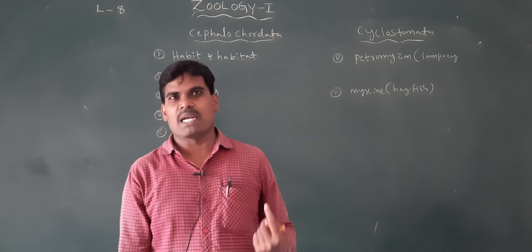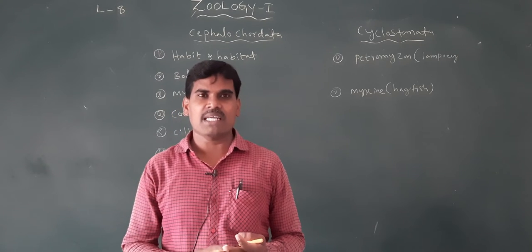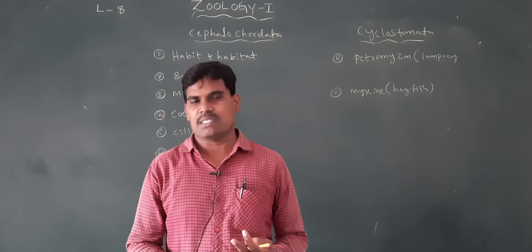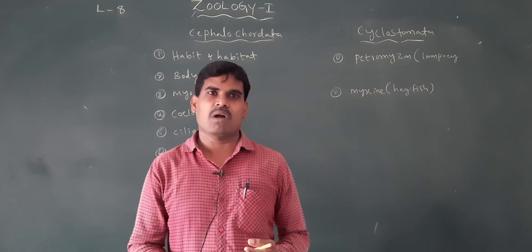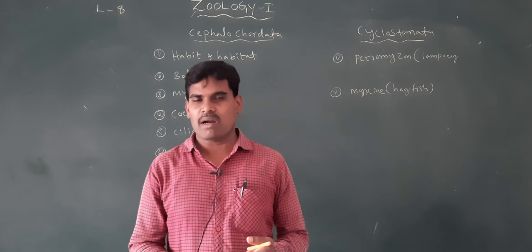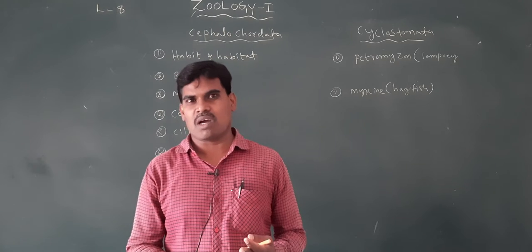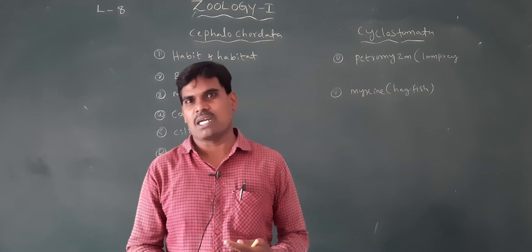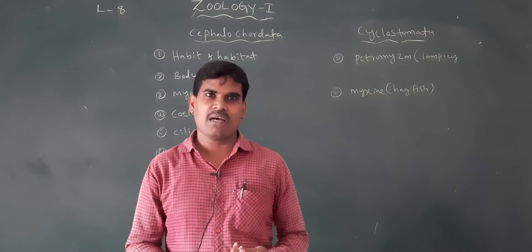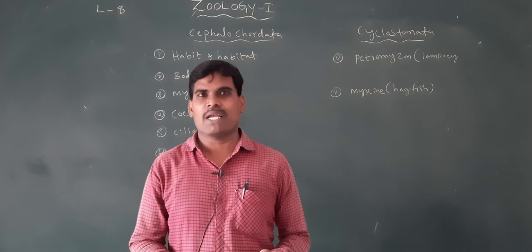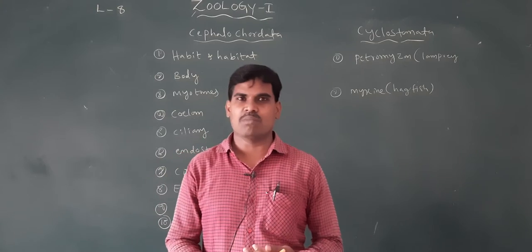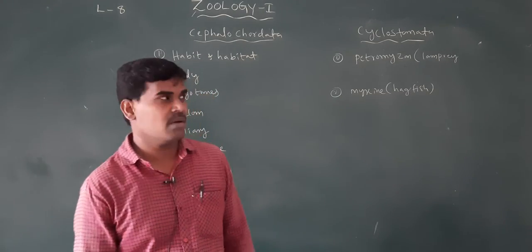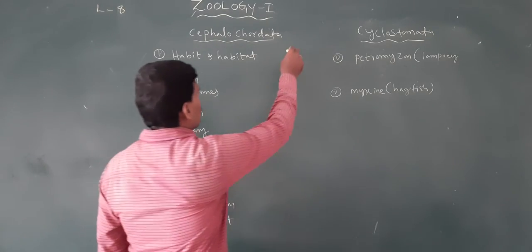The chordates are divided into subphyla based on where the notochord is present. The notochord present in the tail region is called Urochordata. The notochord present in the head region is called Cephalochordata. Then there are the Cyclostomes, which are also a subphylum of chordate animals. First of all is the Cephalochordata.